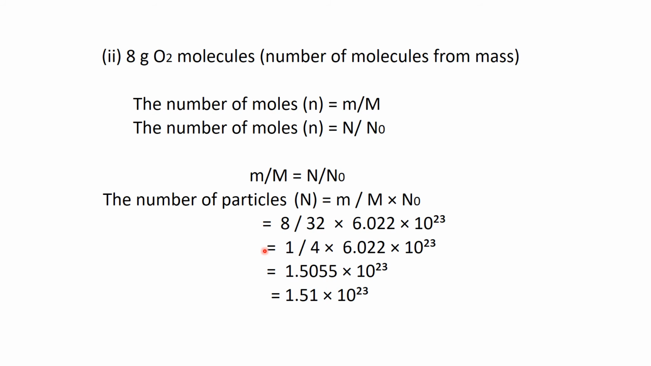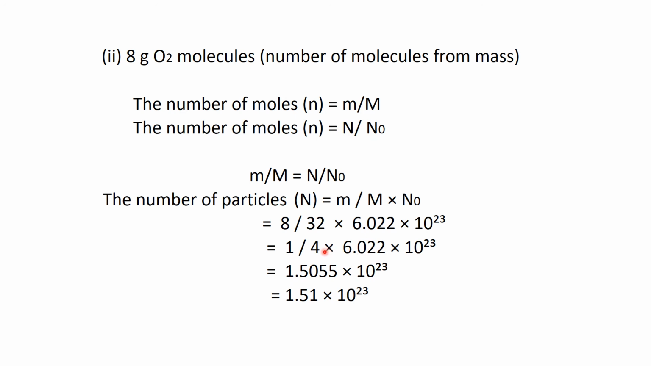Small m is given, that is 8, and capital M is the molar mass of oxygen gas. You know that one atom of oxygen has 16 unit mass, so two atoms will have 32 units. So it will be 8 upon 32 gram, because here we are writing molar mass, so we use gram here. Multiplied by n0, that is 6.022 into 10 to the power 23, is equal to 1 upon 4, because 8 ones are 8, 8 fours are 32, right? Multiply this number, and you know that 1 upon 4 means you will divide the Avogadro number by 4.